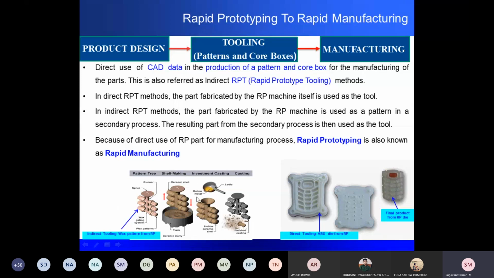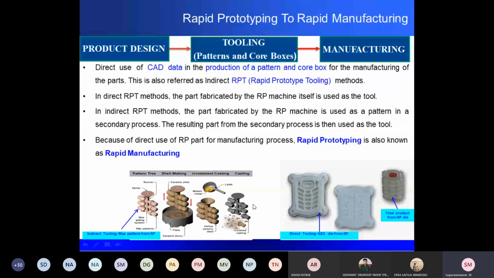Both are examples of tooling, but since it is a two-stage process, it is indirect tooling. If it is a one-stage process, it is direct tooling. So I hope this tooling part is clear to you, because any industry using additive manufacturing or 3D printing for this tooling activity, most of them use it as a tool, not as a real component, because making mass production is very difficult.